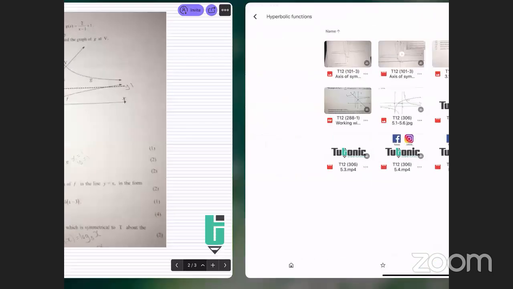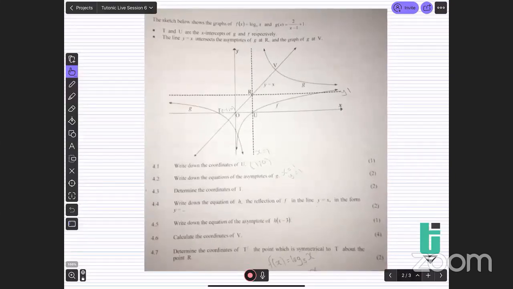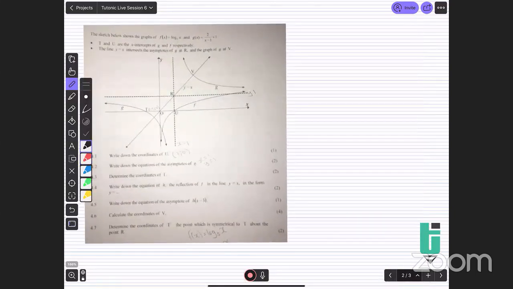Okay, so let's just do it. The sketch below shows the graph of a log graph, y equals log 5x, and g of x is 2 over x minus 1, plus 1. So now you guys can help with this one. What do you know about this hyperbola? If I give you the equation 2 over x minus 1 plus 1, what do you know about the hyperbola? The asymptote is plus 1.